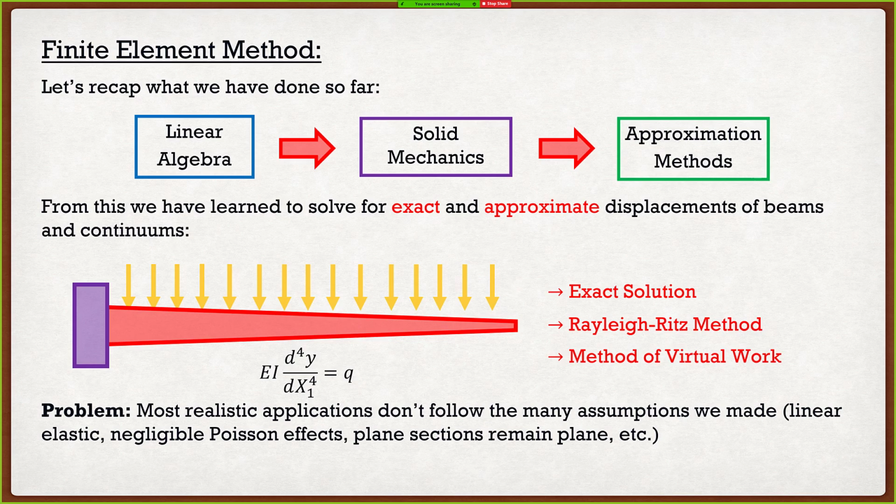The problem that we have in real life is that most realistic scenarios don't follow all those assumptions we made. If we were to go back and look at Euler-Bernoulli beams, we made a lot of assumptions. First one, linear elastic. Now, most of the time in design under service loads, we do design to be elastic. That's not a big deal. That's not a big problem.